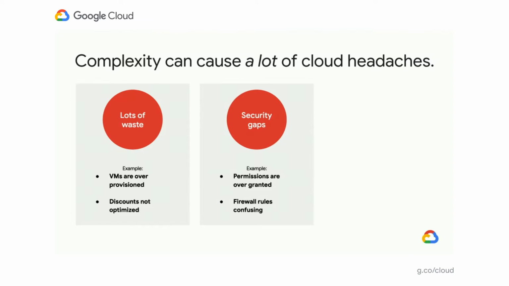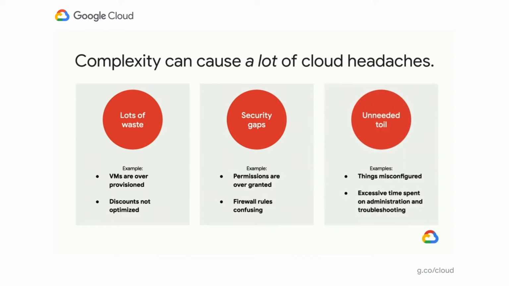Secondly, complexity can cause security gaps. And we've seen things like permissions being given away too freely or firewall rules that are so confusing that people are afraid to change them and they're not set up properly. And finally, all of this ends up causing a lot of extra work. So things get misconfigured, and now you've got to spend your team's time figuring out how to troubleshoot it all.